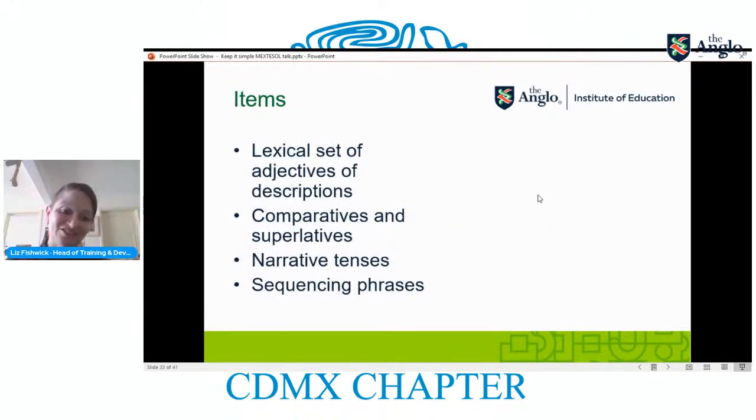Lexical set. We've got adjectives to describe things, and again, comparatives and superlatives. Narrative tenses if you're talking about the history of your favorite object in the house, and sequencing phrases also could be really useful for this, so then and before, especially if you're telling a story. So this will be really useful.